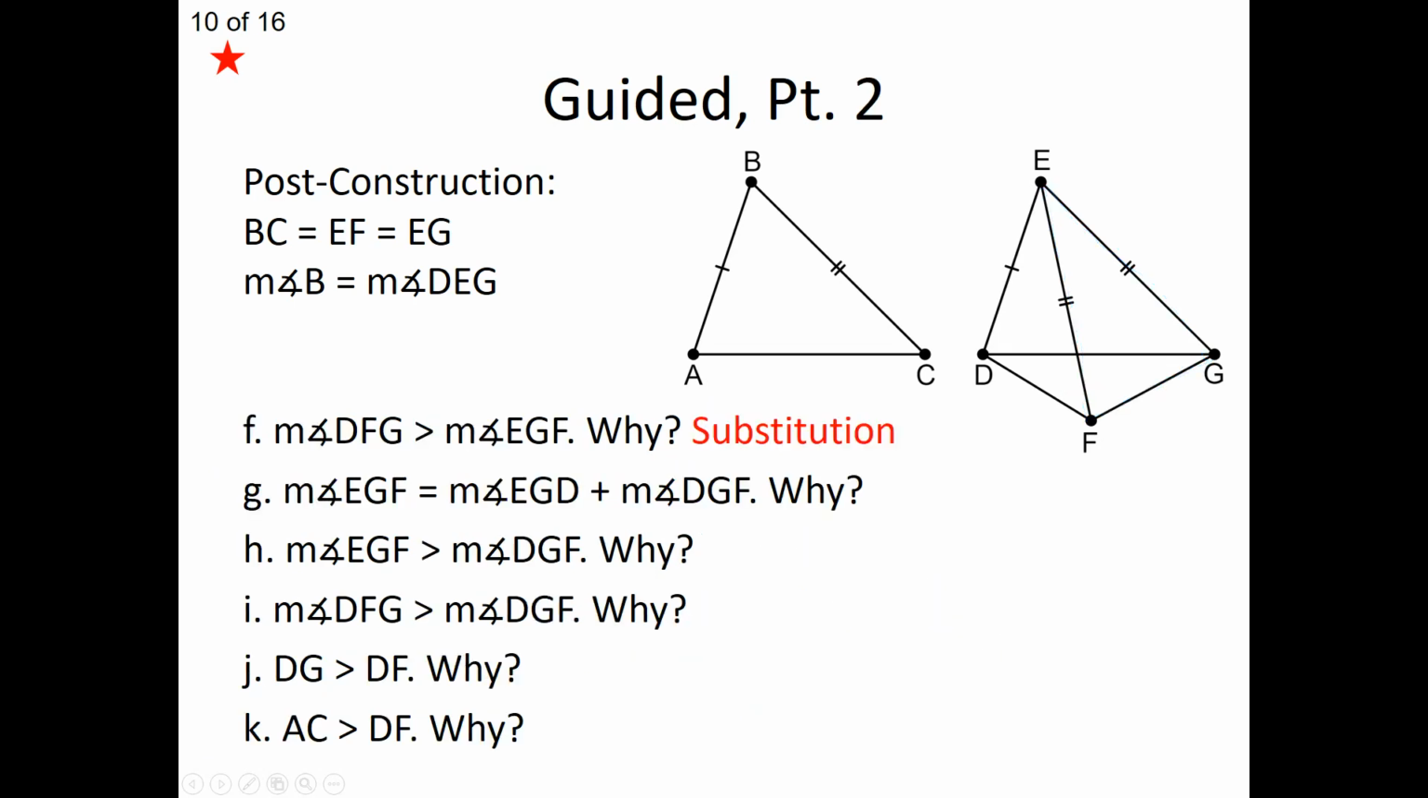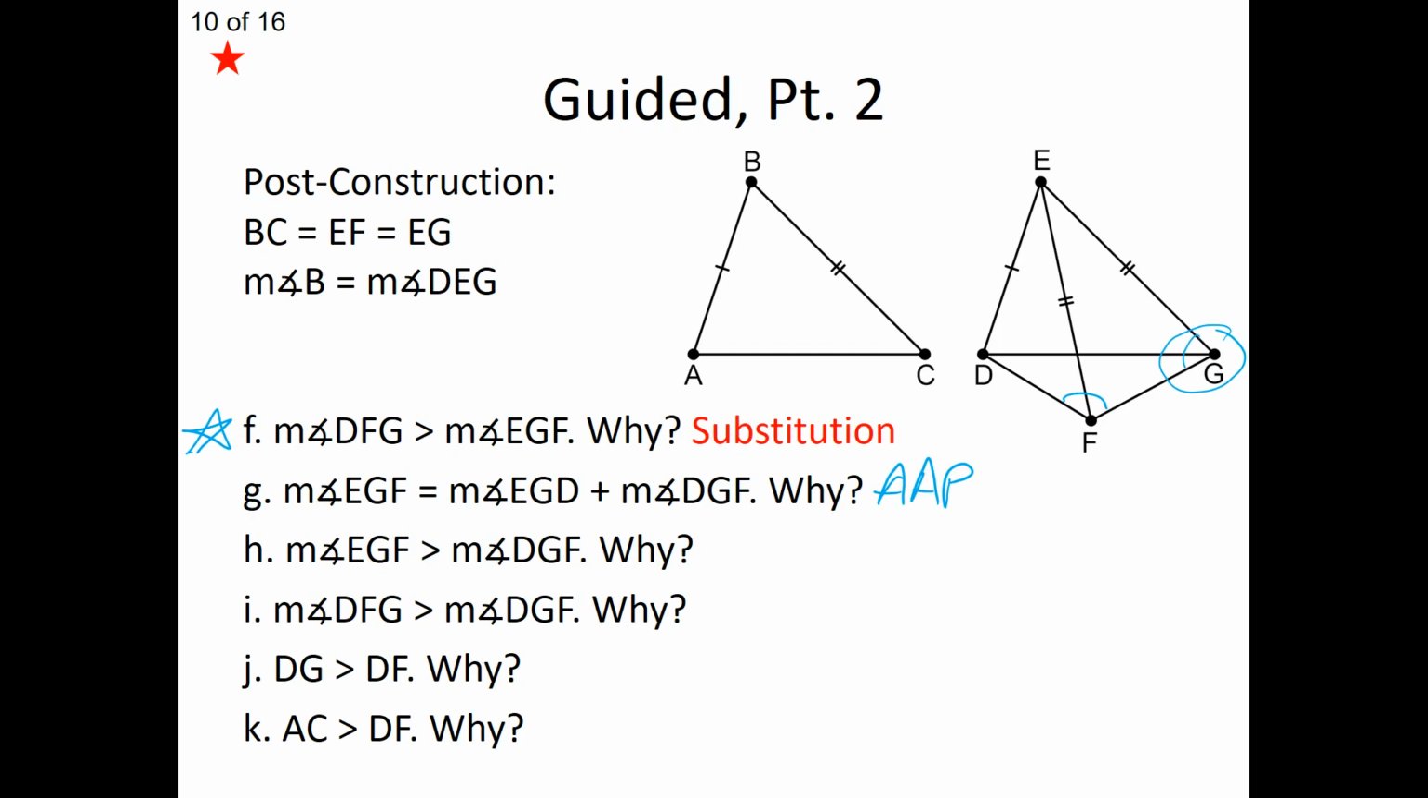So I carried step F over, and we had the same reason, substitution. So by substitution, we know that we have angle DFG greater than angle EGF. Now let's focus on angle EGF for a moment, because EGF is also cut into subangles, which means we know that the measure of EGF is equal to the sum of both of those subangles. And we can say again that is true by the angle addition postulate: EGF is equal to the sum of EGD and DGF.